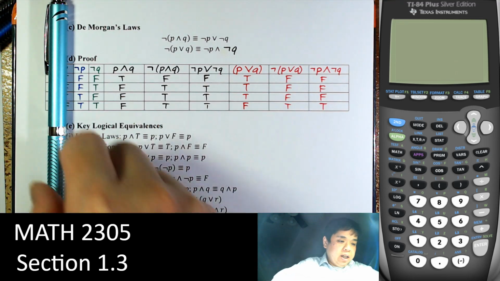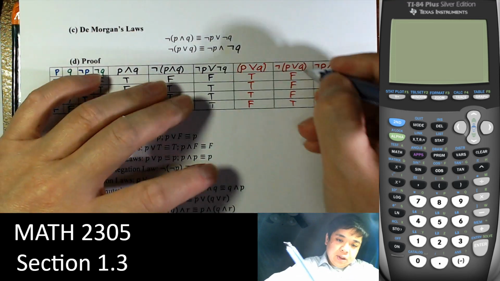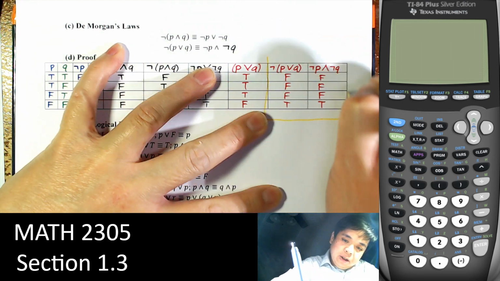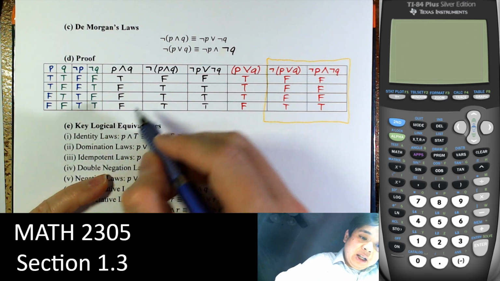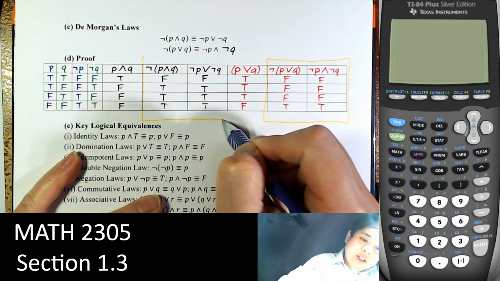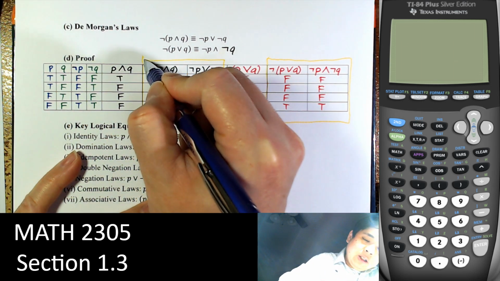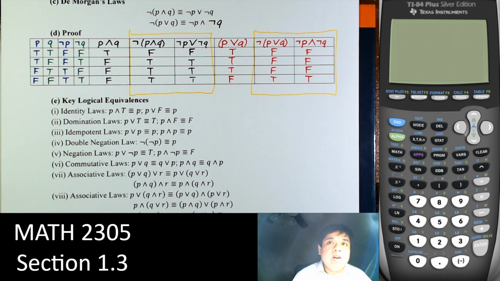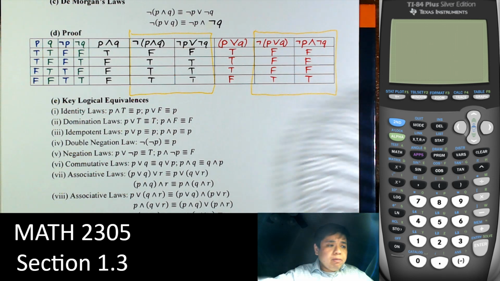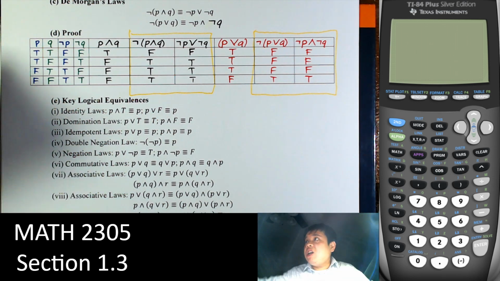So what we see here is these two are the same, which is the second equivalent relation here. And these two are the same, which is the first relation. Right. Of course, like I said, we can always use the truth table to confirm that the propositions are equivalent or not. But if we can do that without the table, it's even better.